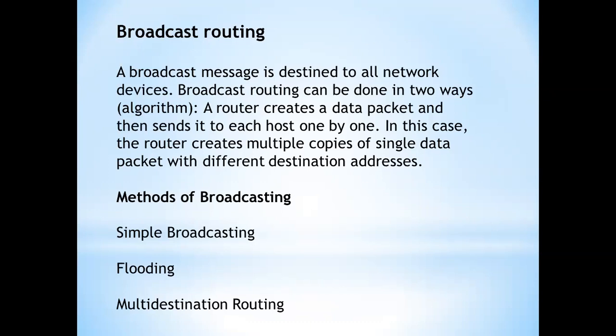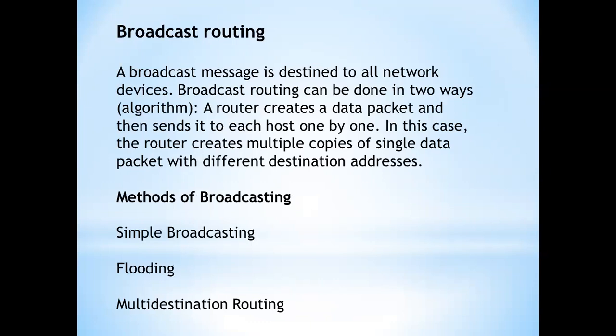So, simple broadcasting. In this method, the source will simply send a separate packet to each destination. This method has two drawbacks. First, a lot of bandwidth is wasted, and second, the source has to have the complete list of destinations. Next is flooding. Flooding is another method used for broadcasting. The problem with flooding is that it is a point-to-point routing algorithm, so it consumes a lot of bandwidth and generates too many packets.